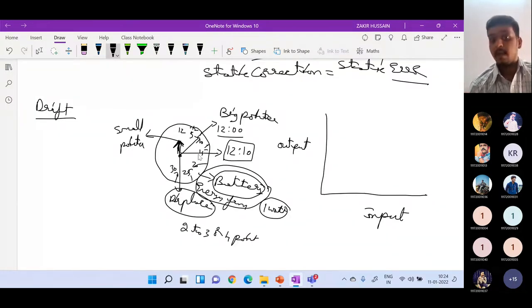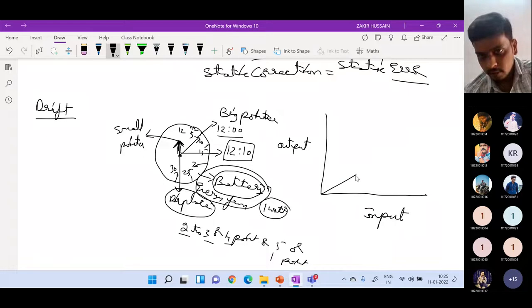But for the 1 watt of energy consumed by that particular machine, instead of moving 2 to 3 or 4 points, it will move 5 points or only 1 point. Because of this, the error in the reading will be there. That is called a drift. Then, what is a zero drift?